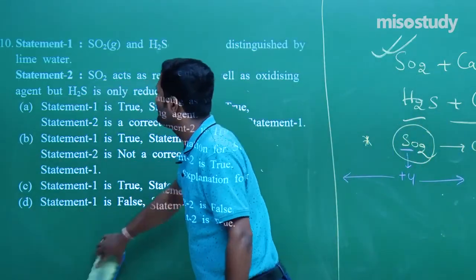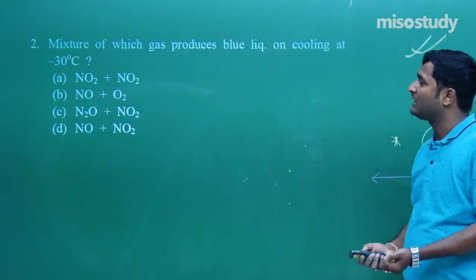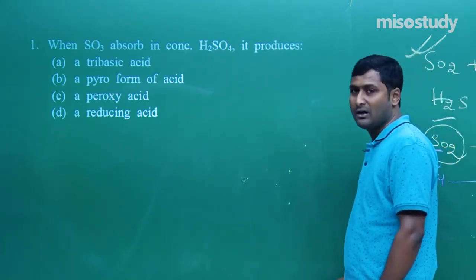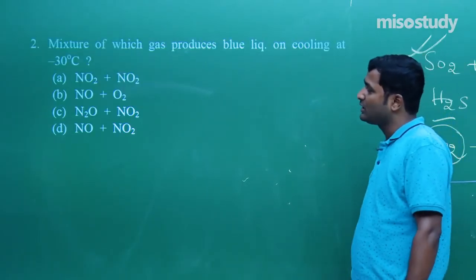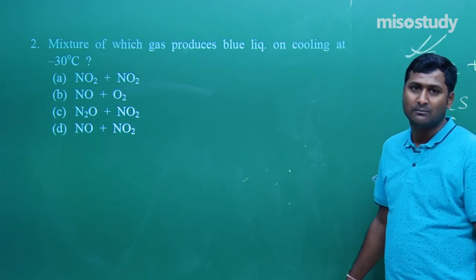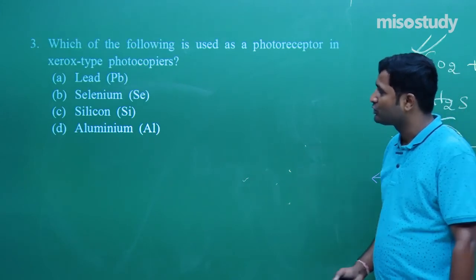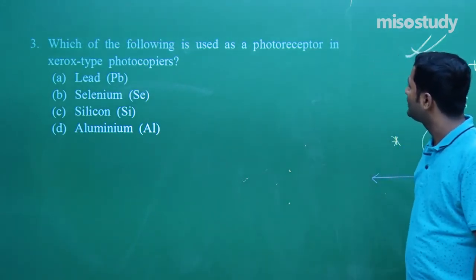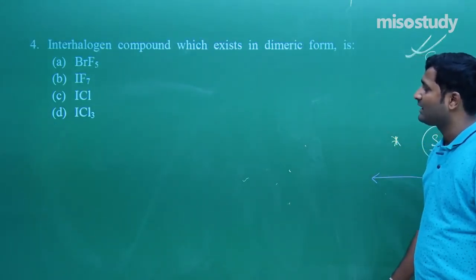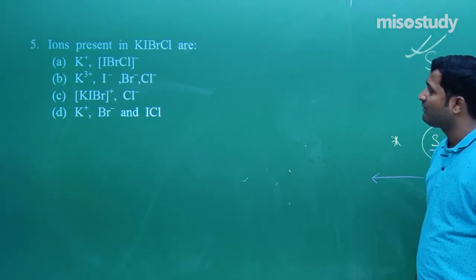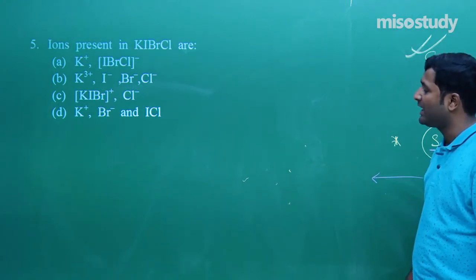I think now you can easily solve such questions. Now friend, revision. Let's start from 1 again. For question number 1, B is the option, the pyro form of the acid. For question number 2, D is the correct option, NO plus NO2. For question number 3, which of the following uses the photoreceptor? That is B, selenium. For question number 4, D is the correct option, ICl3. For question number 5, what is the ion? That is A, K plus IBrCl minus. For question number 5, A is the correct option.